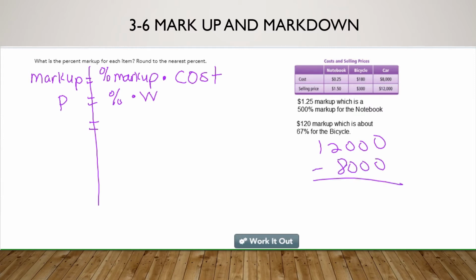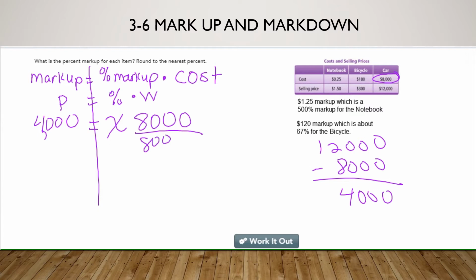And when we subtract 12,000 and 8,000, we get 4,000. So 4,000 represents the part, which is the markup. Our percent is the percent markup, and that is unknown. Our whole is the original cost of the car, which is 8,000. So now I'm going to isolate my variable by dividing 8,000 on both sides of the equal sign. I'm left with x on this side.